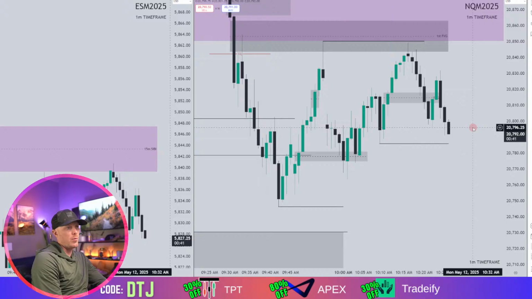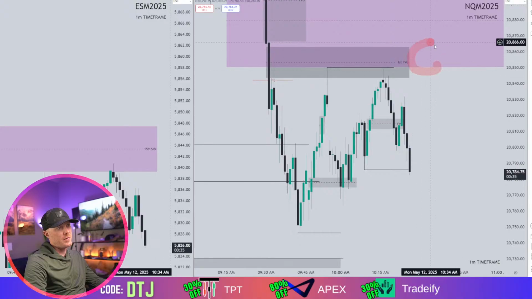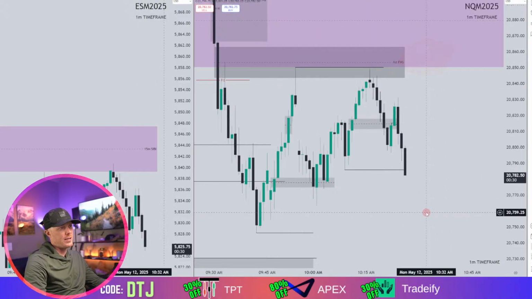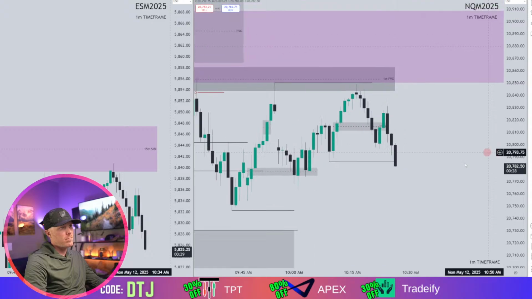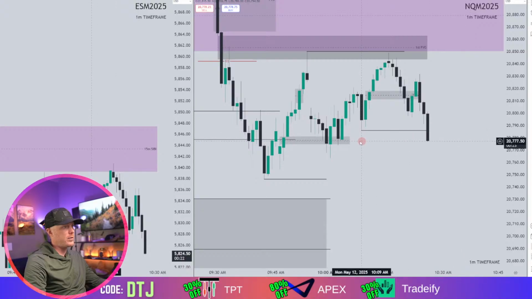I would prefer the deeper retracement. I'm not going short unless we hit this 15-minute fair value gap. And it may not give it to me, so I may not take that trade. And I will be proud of myself for not taking a trade because that's what trading requires, discipline.